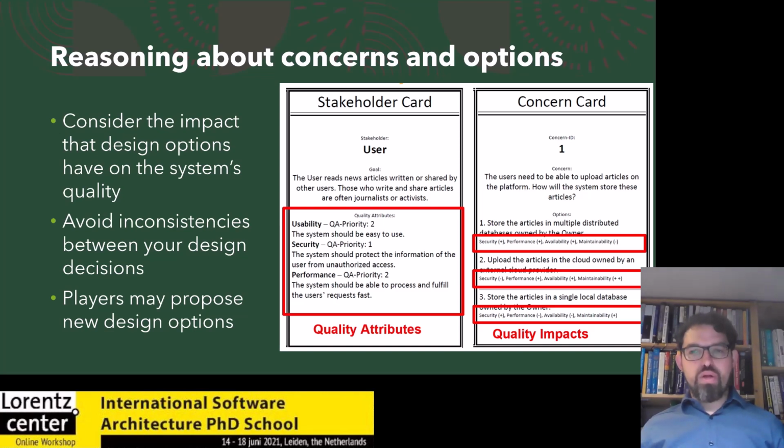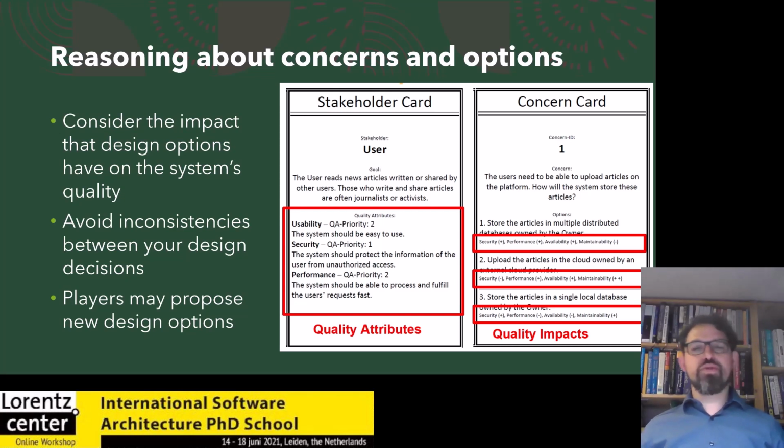And while you are looking at the design options that are on the cards, you're also free to propose new design options. And obviously, if you do that, you also need to consider the impact of these options on the different quality attributes. And during the game, you encounter situations where you're actually challenged to think about these new design options, and these situations will be indicated by question marks on the concern cards. So some concern cards may not have all the slots for the design options filled out, and some of them may have a question mark to prompt you to think about any other alternatives that are available.